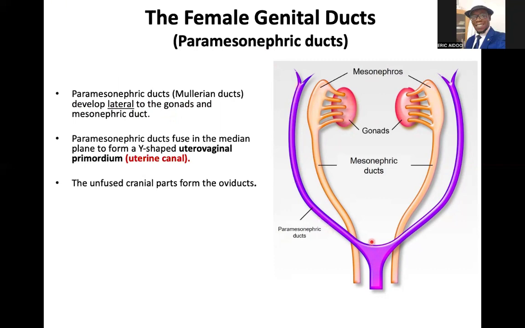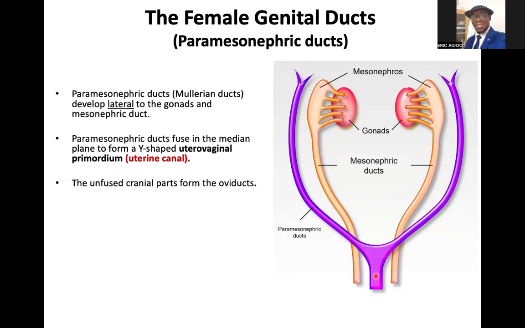It always reminds me of the stethoscope. Okay, so the wings of the stethoscope, and then where you have the knob, also very indicative of that. Paramesonephric duct fuses in the median plane to form a Y-shaped uterovagina primordium, where you find a uterine canal. The unfused cranial parts form the oviduct. So that is what you have here. The unfused portion here will form the fallopian tubes or oviduct, and the fused portion will form a Y-shaped structure.